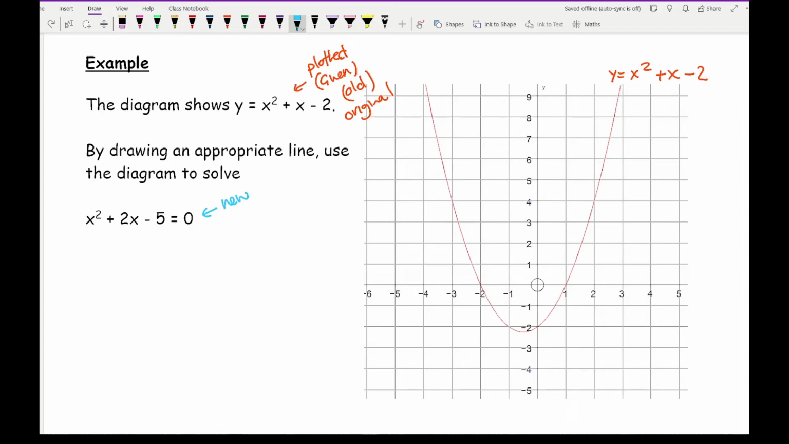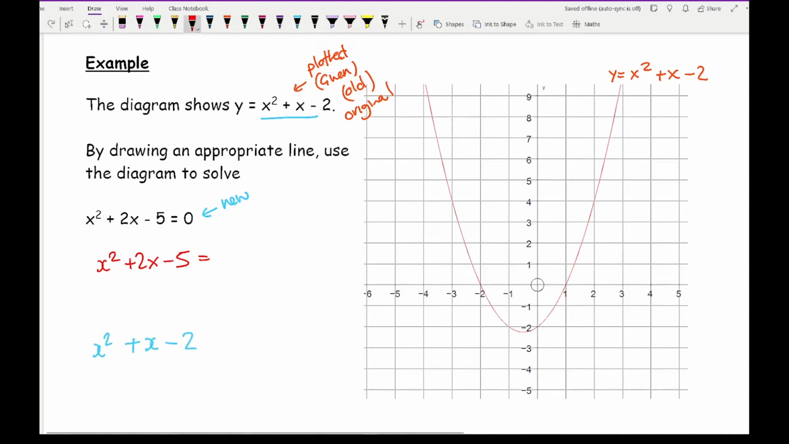So if you follow the steps, the first thing we want to do is write down the new equation that we want. So we want to solve x squared plus 2x minus 5 equals 0. Now don't worry too much about the 0. Let's just look at the expression. So then I look at the one that's been plotted. So I've got x squared, and leaving a bit of space, plus x minus 2.